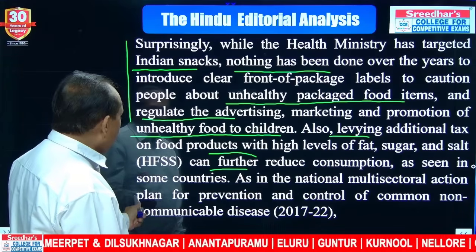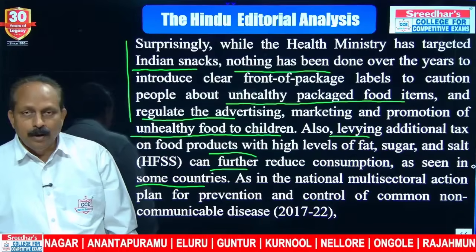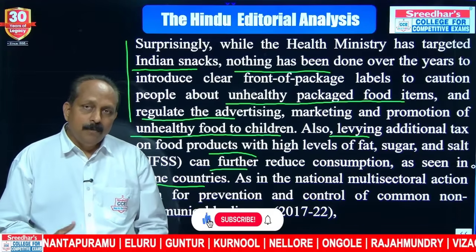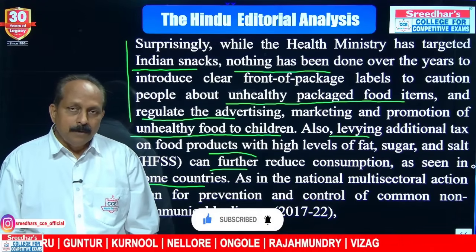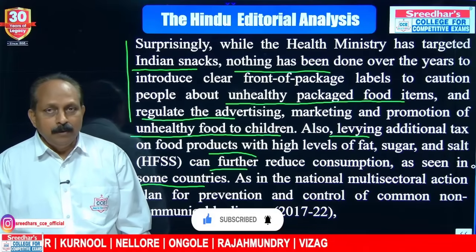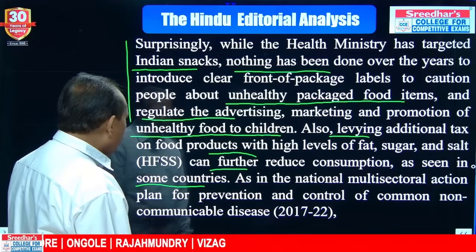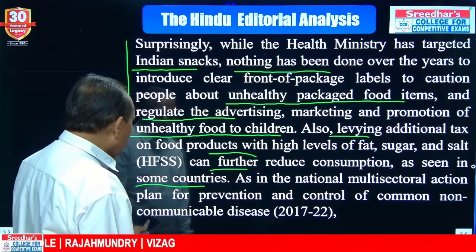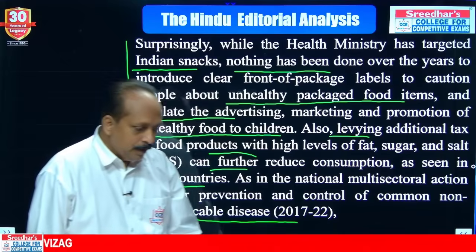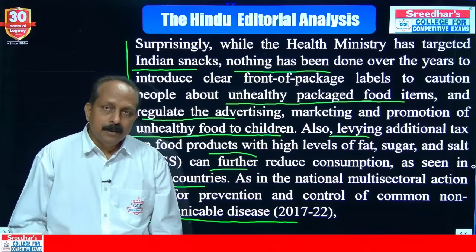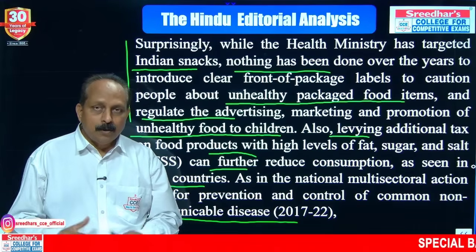Reduce consumption as seen in some countries. It seems in some countries, what did they do? They increase the prices of unhealthy food. Obviously, they become expensive and people can't afford them. Then consumption levels go down. As in the National Multi-Sectoral Action Plan for Prevention and Control of Common Non-Communicable Diseases. This is an important word. Communicable disease means it spreads from one person to another person. Non-communicable, it does not spread.